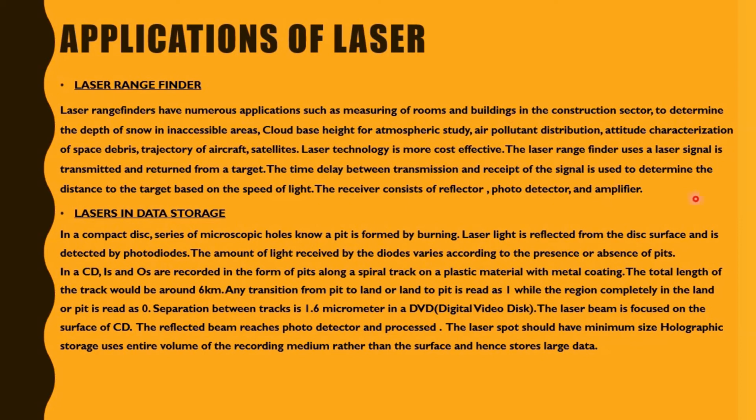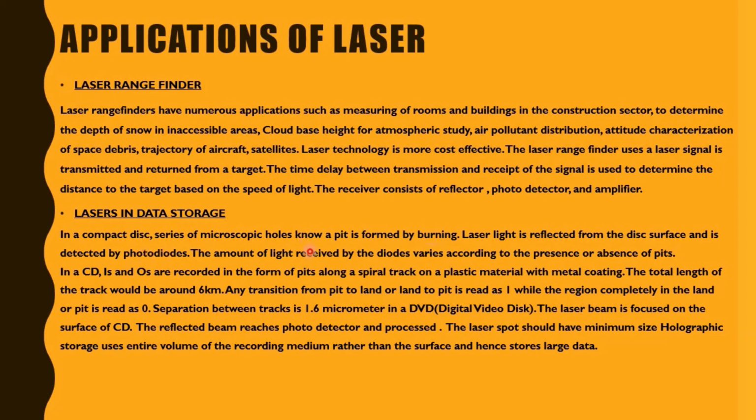Now, laser in data storage. In a compact disc, a series of microscopic holes known as pits is formed by burning. Everyone has seen that there are many series of microscopic holes; a pit is formed. Whenever it gets burned, a series of microscopic holes get generated. Laser light is reflected from the disc surface and is detected by a photodiode.